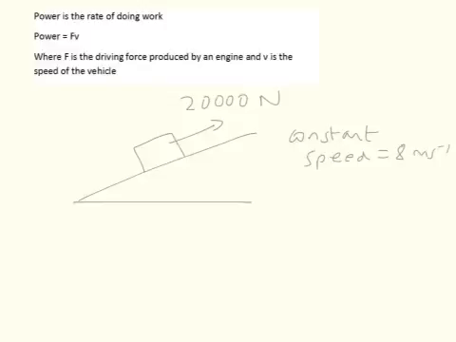And finally, we've looked at work, we've looked at energy. What about power? Well, the simple formula is that power is force times velocity. So if we've got a situation where we've got a truck being pulled up a slope at a constant speed of 8 meters per second, then the power developed by the truck is equal to force times the constant speed, which is 160,000, and the units are watts.